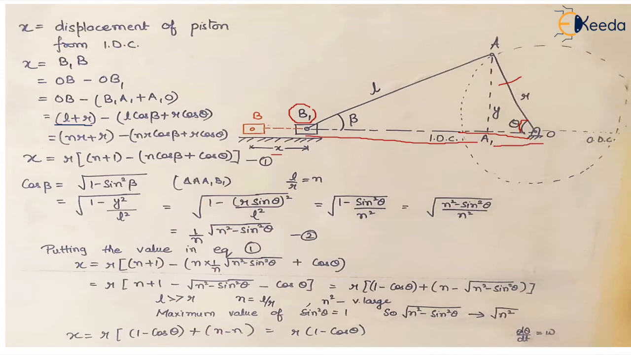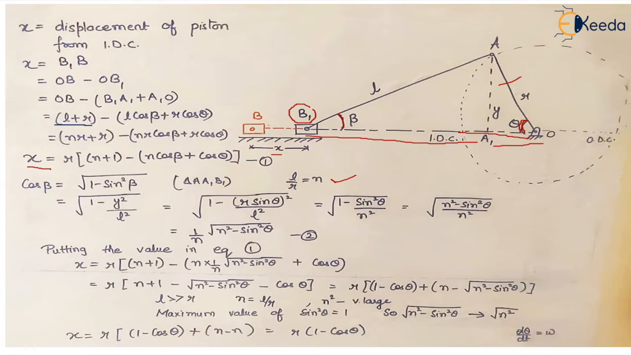So if we look in this triangle AB1A1, B1A1 is L cos beta. Beta is the angle which the connecting rod makes with the horizontal or with the line of inner dead center, and theta is the angle which the crank makes with inner dead center, right? And A1O, if we look in this triangle A1OA, A1O is r cos theta. And we have introduced a ratio which says L upon r is equal to n. So we'll replace L with n times r and take r common. So this is the value of displacement in terms of cos beta and cos theta.